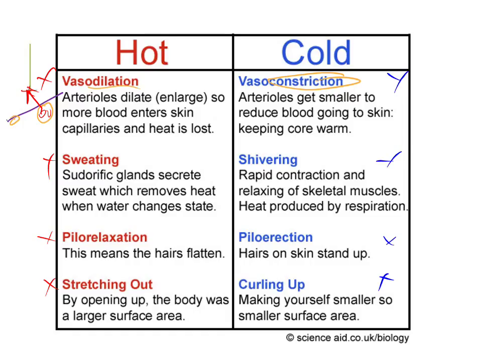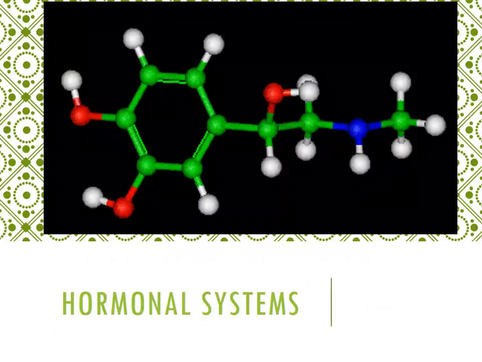You've got piloerection, so the hairs on your body are going to stand up. This traps air around the hair that is then able to absorb the heat from your blood vessels that are close to the surface, and it creates a warm layer of air close to your body. And then you've got curling up, so making yourself as small as possible so that you reduce the surface area that is in contact with your environment, and therefore you should lose less heat.